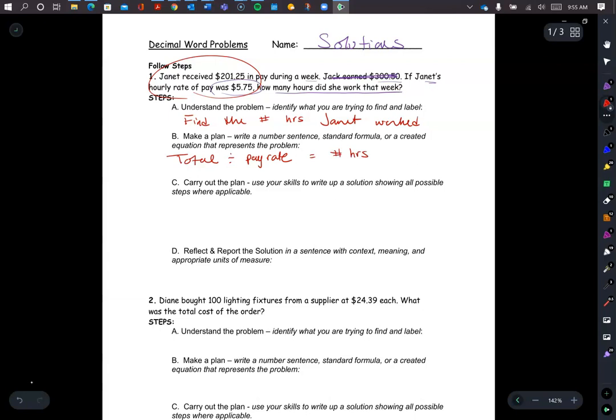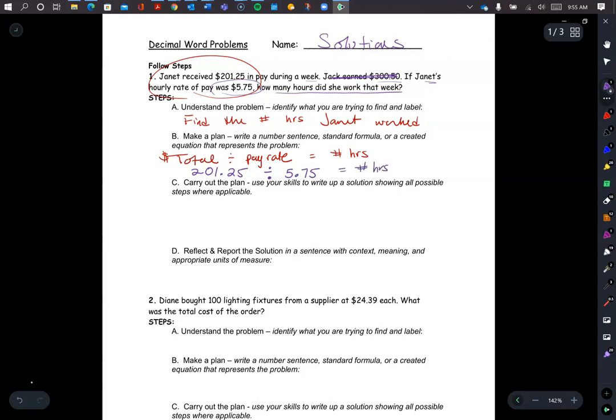Okay. So the total she received, this is her weekly money. She got 201. And I actually should write this up here. There's overlap, but I'll put it up here in the right spot. So 201.25 divided by $5.75.